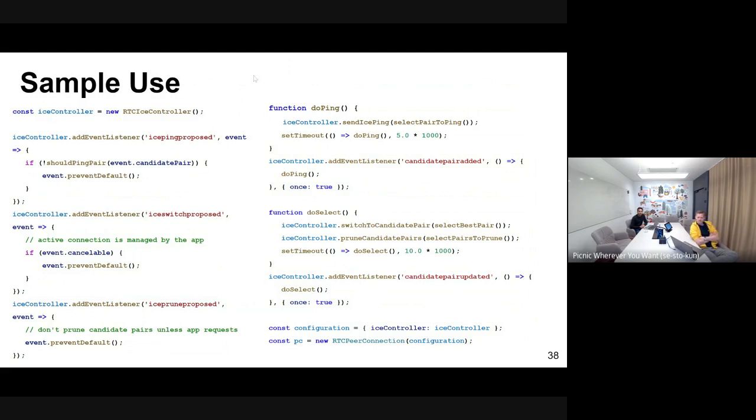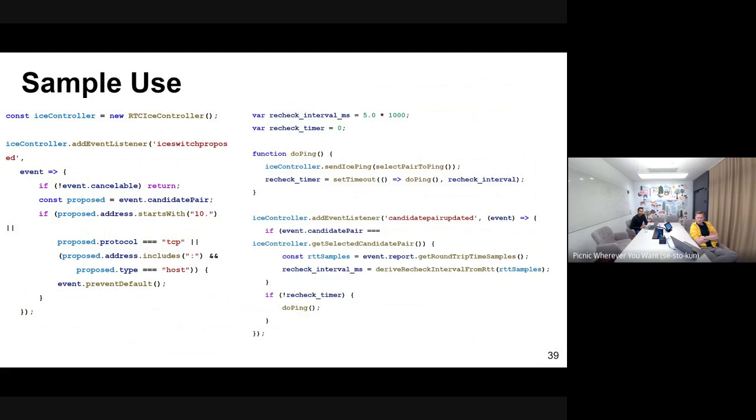On the next page is a bit more realistic example. So in this case, what the application is doing is it registers a callback for the switch proposal event. And it's deciding that if one of the candidates in the proposal is, let's say, a private IP or it's TCP or it's an IPv6 host candidate, then the app is going to block that switch. And then on the right side is an example of what an app might do with respect to RTT. So it registers a callback for candidate pair updated, which gives the app updates about certain statistics on the candidate pair.